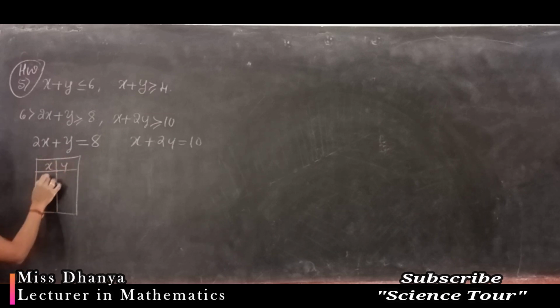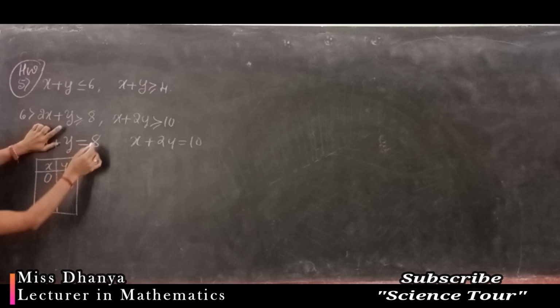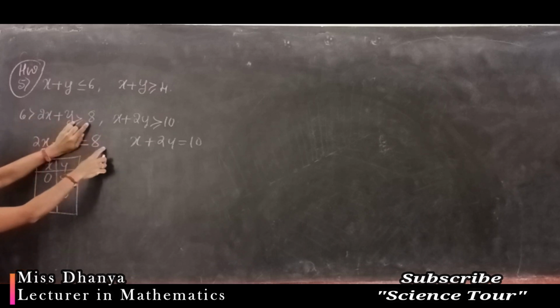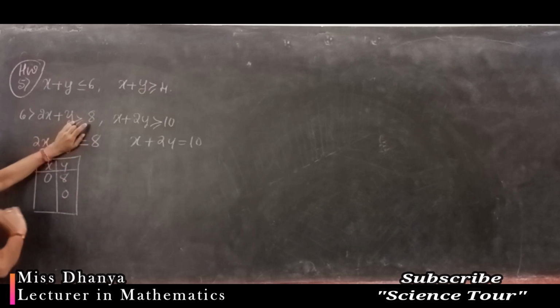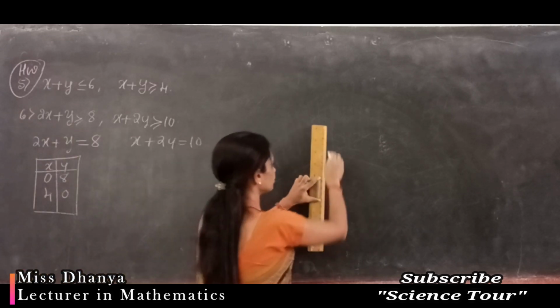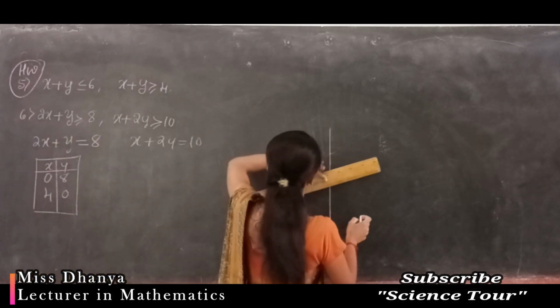When x equal to 0, this term will vanish and you will get y is equal to 8. When y is equal to 0, you will get 2x equal to 8. That gives you x is equal to 8 by 2, that is 4. We mark these 2 points in the Cartesian plane. Draw the x axis and y axis.